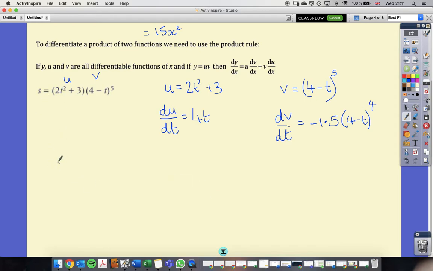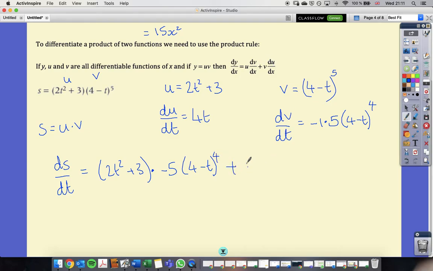Okay, so now I've got all the elements all set out quite clearly here. I am ready to find ds by dt. Okay, because I'm thinking of s as u multiplied by v. So I'm going to do u, 2t squared plus 3, multiplied by dv by dt, -5, 4 minus t to the power of 4. Then I'm going to add v, 4 minus t to the power of 5, and I'm going to multiply it by 4t.